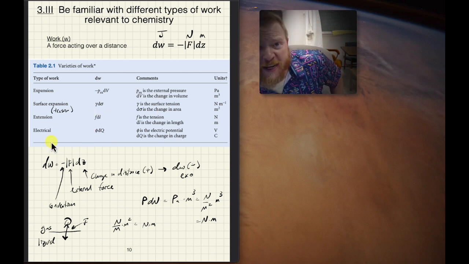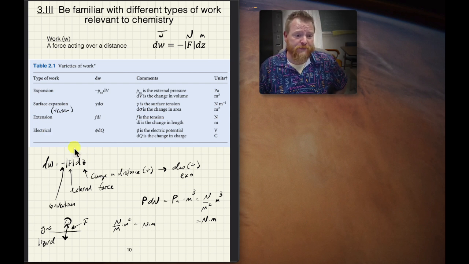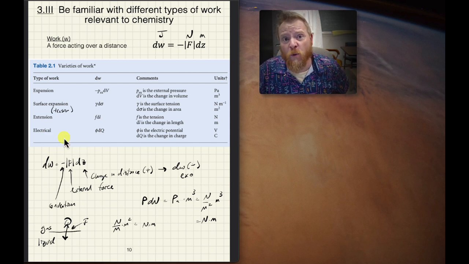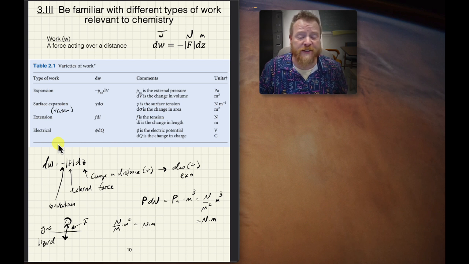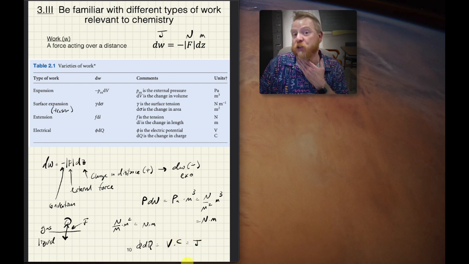And the last one relevant to chemistry is electrical work. So the force that we're applying here is the force required to push an electron through some potential barrier, given by phi. Okay, so if I look now at phi dQ, capital Q for change in charge. Potential has units of volts, charge has units of coulombs, and if you recall, a volt times a coulomb gives me a joule. Okay.